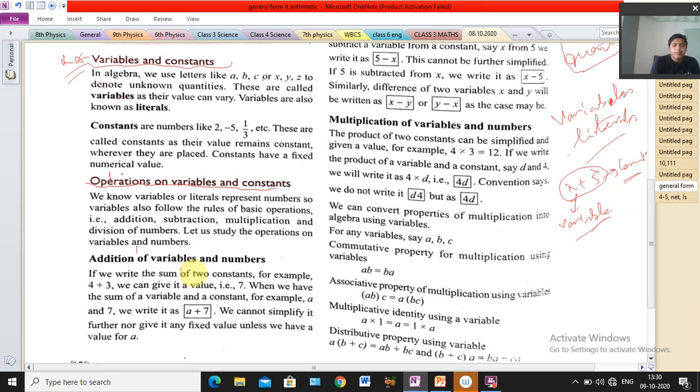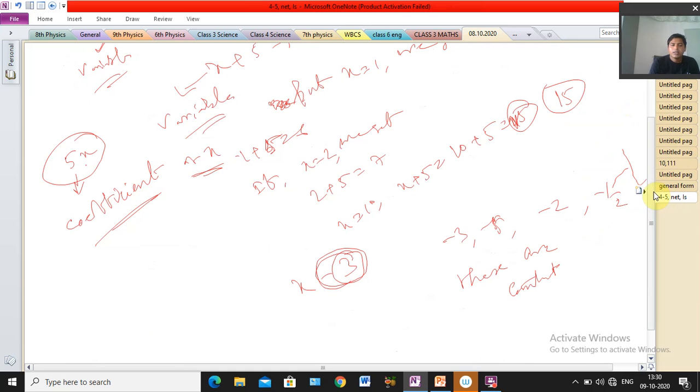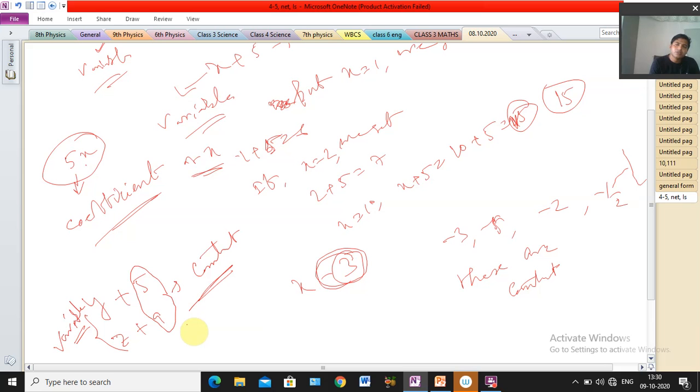Addition of variables and numbers. I already discussed this just now. Addition means like that. Suppose here y, also one variable, y plus 5. Clear or not? Suppose z plus 9. Here y and z are variables. And here 5 and 9 are constant values. Clear? Understood, sir?